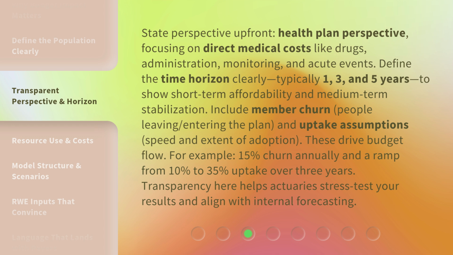Include member churn, people leaving or entering the plan, and uptake assumptions, speed and extent of adoption. These drive budget flow. For example, 15% churn annually and a ramp from 10% to 35% uptake over 3 years. Transparency here helps actuaries stress test your results and align with internal forecasting.